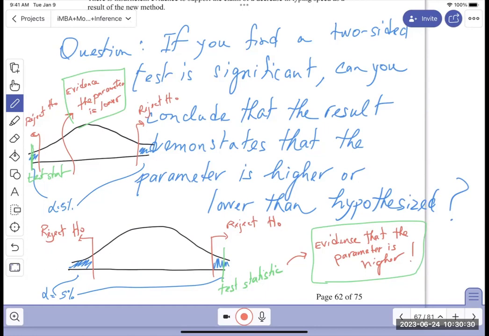However, if you do a two-sided test and don't get a significant result, you still have to do the one-sided test. Should I write that down? Doing a two-sided test automatically gives you your one-sided results. But doing the two-sided and failing to reject, you still have to do the one-sided test. Okay, let's see if I can put it all on the same page.